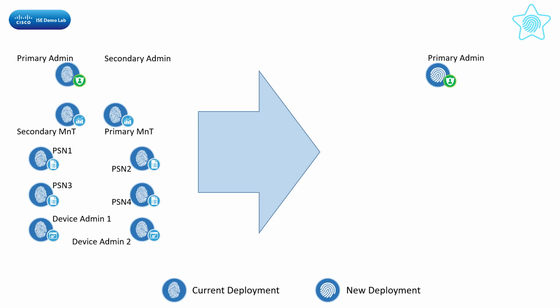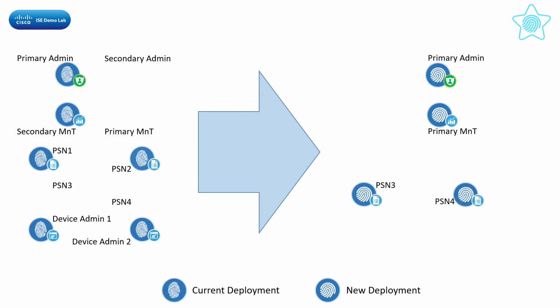From there, continue this process with the primary monitoring node. Then we can start with the PSNs, joining each node to Active Directory as you add it into the deployment. If your PSNs are in node groups, you just have to create the node groups in the new deployment and add them to that. Start with the backup PSNs, then their primaries.